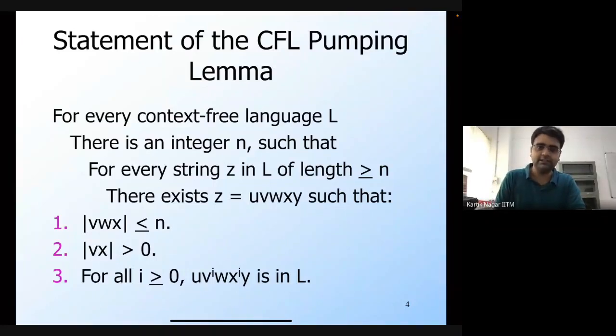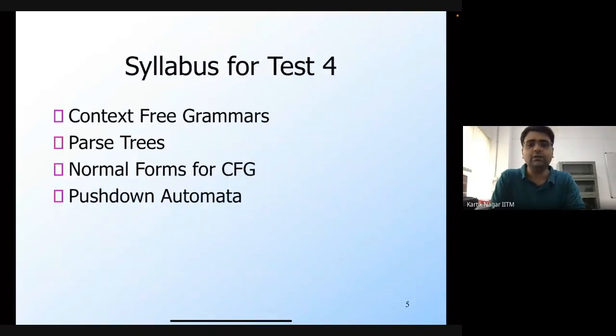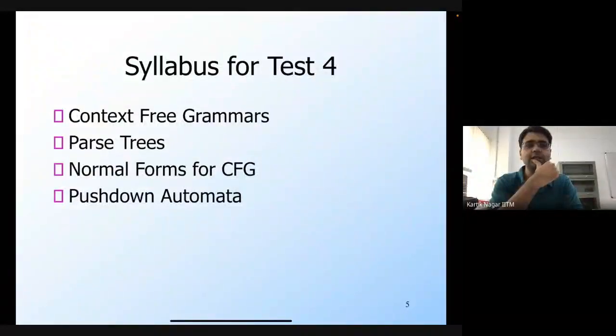Regarding the class test, the syllabus is basically everything that we have covered between the last test and before the break. Whatever we covered this week will not be part of the test. This means that the syllabus will be context-free grammars, parse trees, normal forms for CFG, and push-down automata.